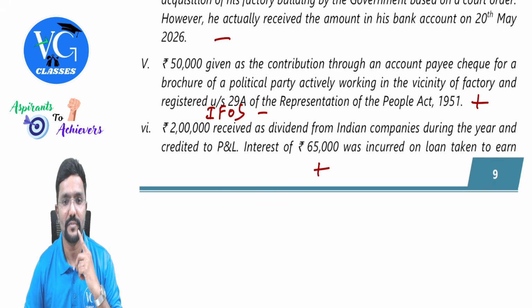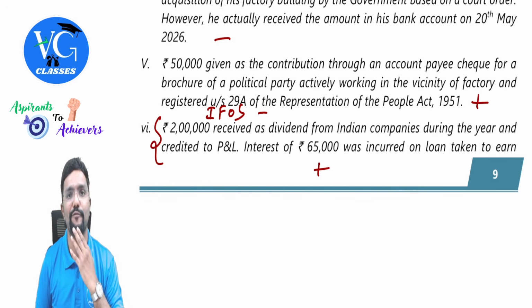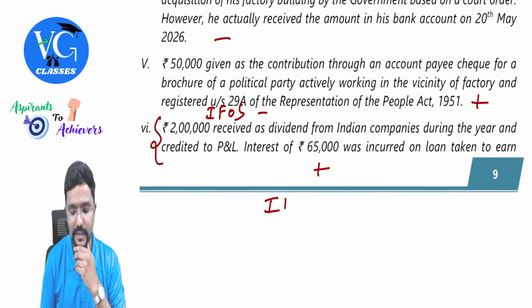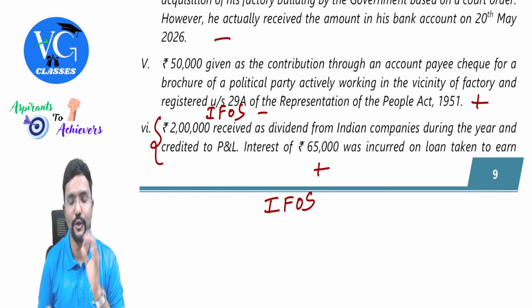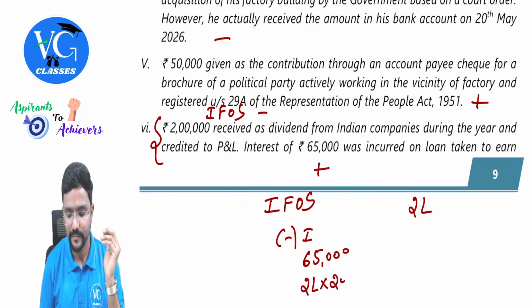Add it back. Why should we add it, sir? Because both of these we will consider under IFOS. But under IFOS, sir, is the entire interest allowed? No. Dividend income is 2 lakh rupees. So what is allowed as interest is actual interest of 65,000, correct? Or 20% of dividend income, which comes to 40,000.